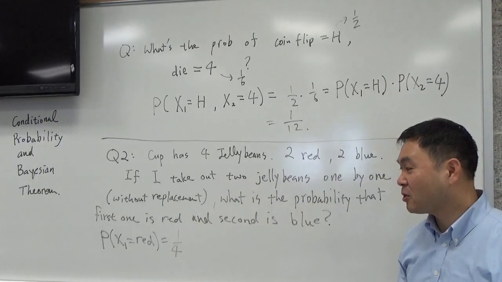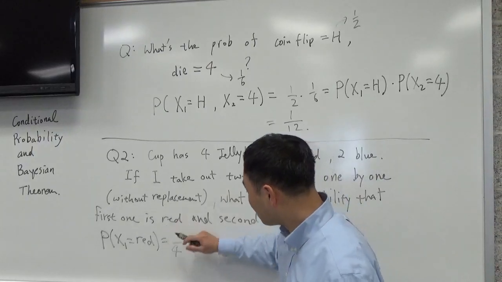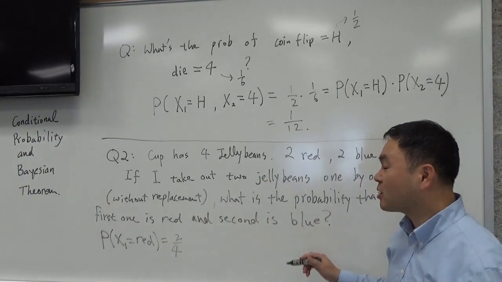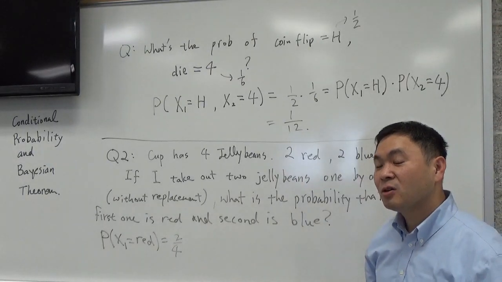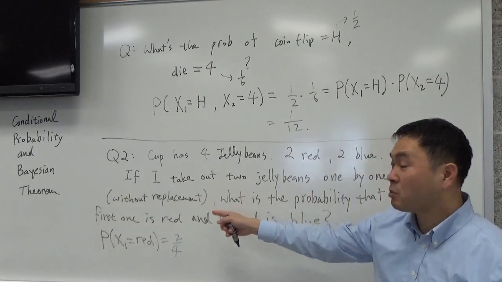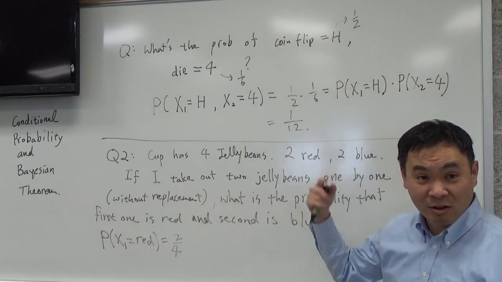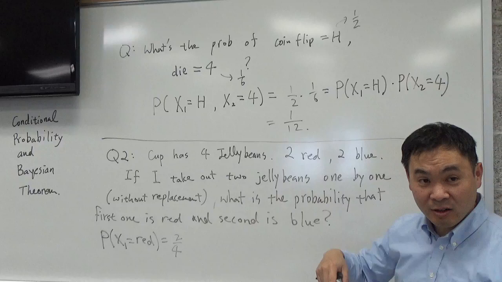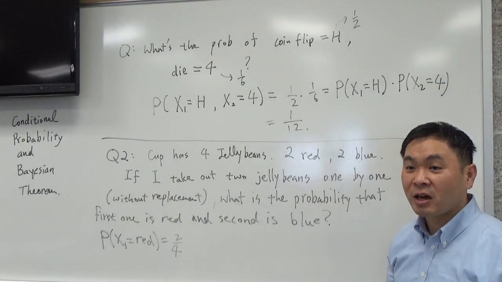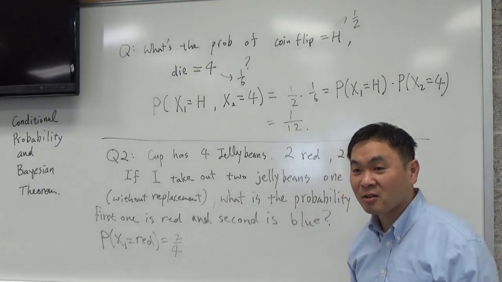Two over four. Is it two over four or two over three? Sorry. This should be two over four. What am I saying? Two over four. This is two over four, and then the second one being blue would be two over three. Why? Without replacement. Because we're doing without replacement, so one of the red beans is gone. A red jelly bean is gone, right? And you have one red and two blue. So now the probability is 2/3, okay?